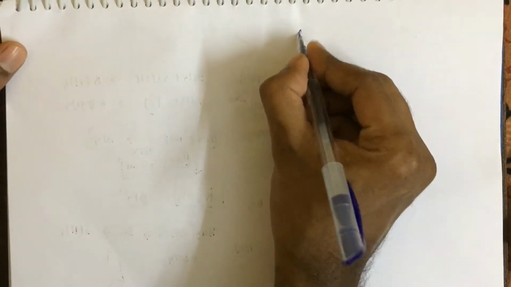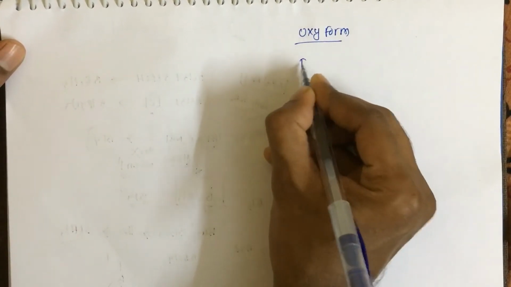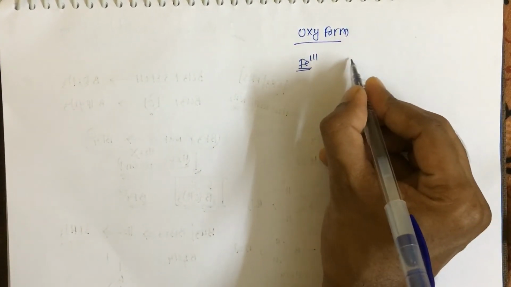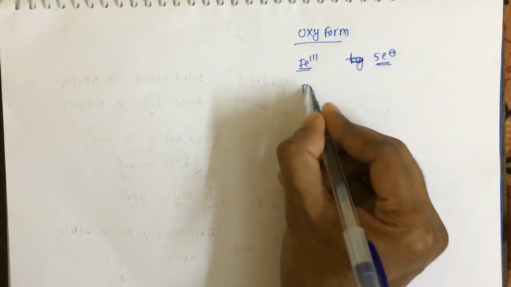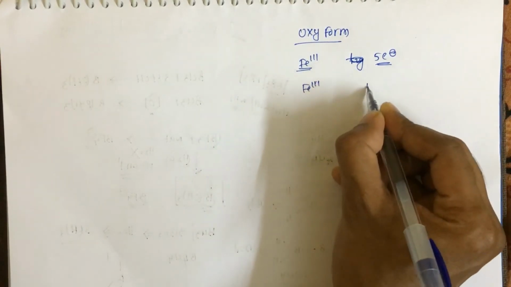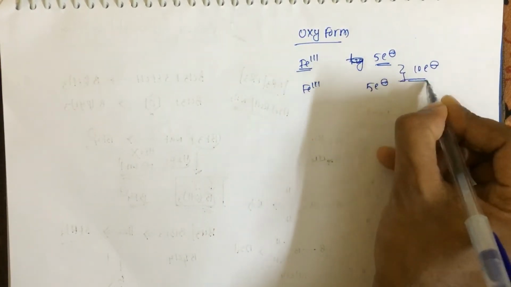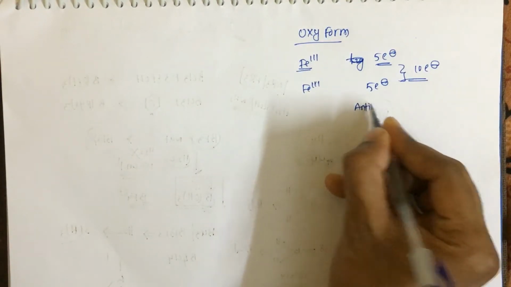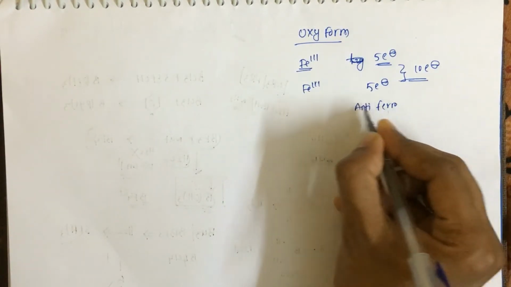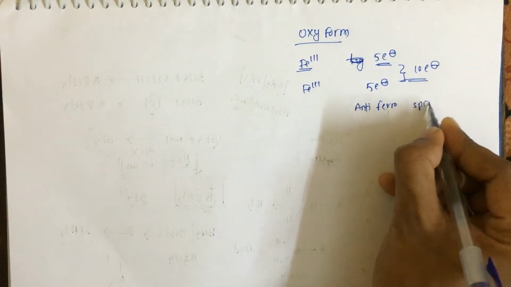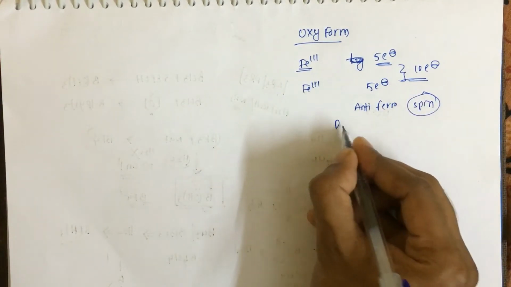So in oxy form, we have two iron atoms in a +3 oxidation state. Now +3 means it is t2g3, so 5 electrons are there. We have two iron atoms, so 2 times 5 electrons, total 10 electrons. These 10 electrons couple through antiferromagnetic coupling, or we can say spin coupling. Because of that, oxy form is diamagnetic.